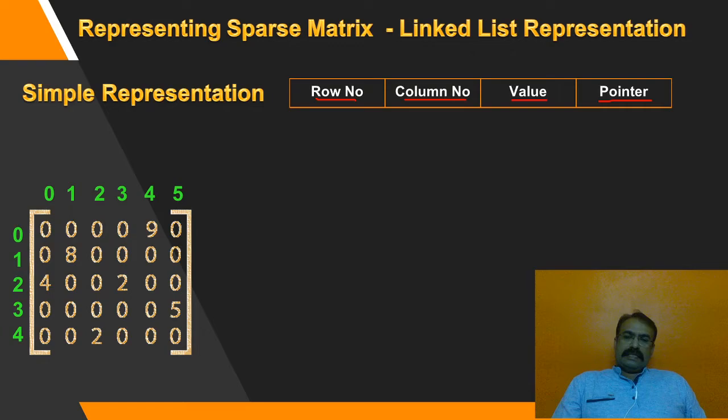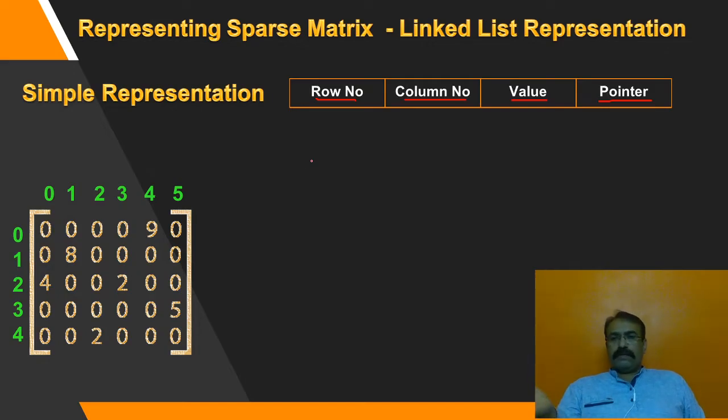The representation is quite simple. We'll take the same example which we have taken for arrays. It has 5 rows and 6 columns, 0 to 5. So here I can see there are only 6 elements which are non-zero. So we'll be needing only 6 nodes. 6 into 4, so 24 bytes can be used for that instead of 30 bytes. But that makes the thing dynamic, so that automatically saves a lot of space.